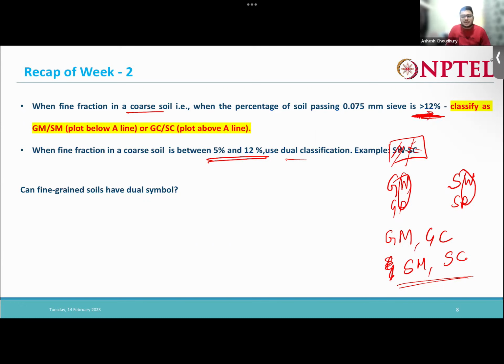Now I ask you a question. Can fine grained soils have a dual symbol? Now we spoke about our coarse soils. Till now, the main predominant soil was coarse soil. Now I ask you, can fine grained soils have a dual symbol? Can we have dual symbols? Anyone, if you can answer?